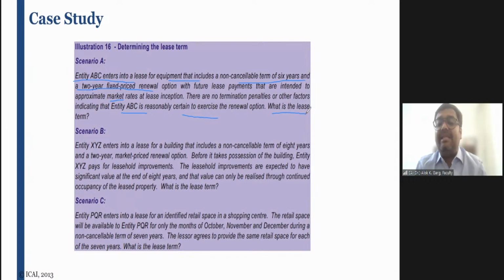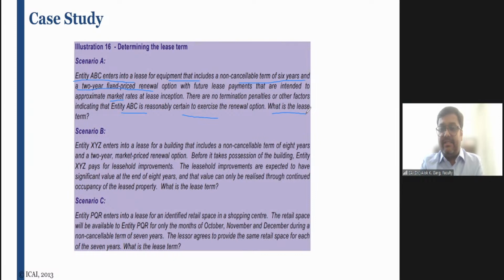The question is, what is the lease term? Friends, what is the lease term? Is it 6 year? Is it 8 year? So the definition of lease term is non-cancelable period, which is 6 year, plus rent-free period, which is not given in the question, plus optional renewal period, if there is a reasonable certainty to exercise that option. There is no reasonable certainty to exercise this option. So whether this 2 year will be taken or should not be taken? It should not be taken. So what is the lease term? The lease term is 6 year.